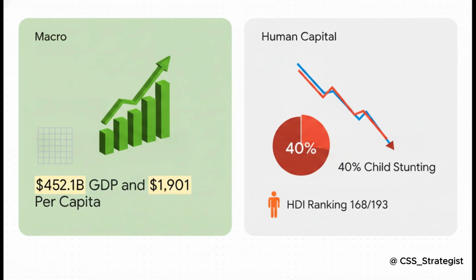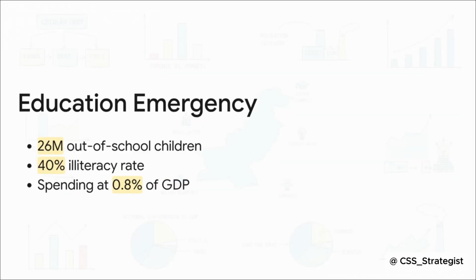So the key takeaway is that while we might see some modest macro growth in dollar terms, there is a severe deterioration happening in human development. Real economic progress is intrinsically linked to investing in human capital, and right now, sadly, that investment is largely missing. And that brings us directly to the education emergency.